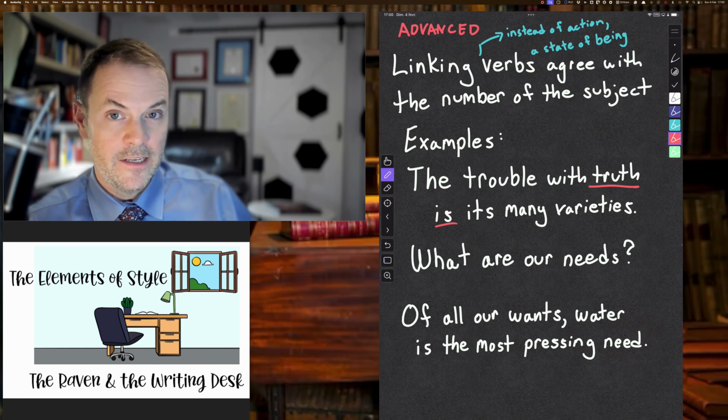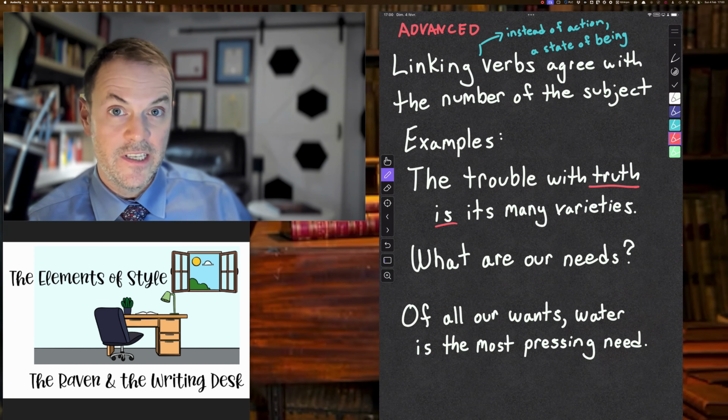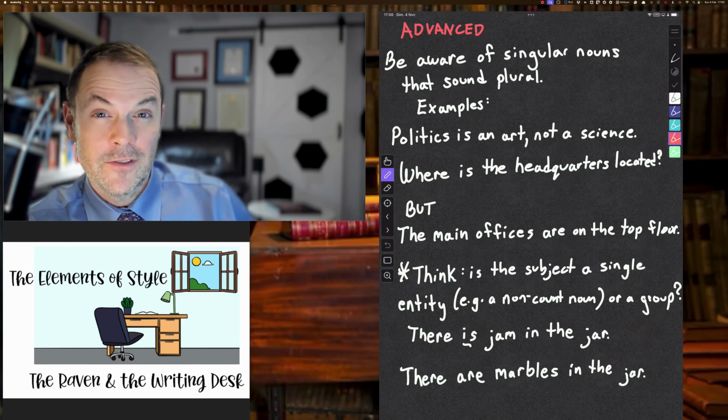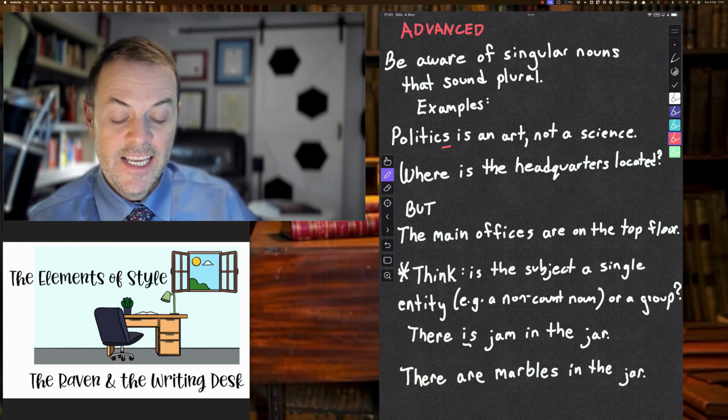But on the other hand, what are our needs? Of all of our wants, water is the most pressing need. Be aware of singular nouns that sound plural. For example, politics is an art, not a science. So even though it ends in S, it's still singular.